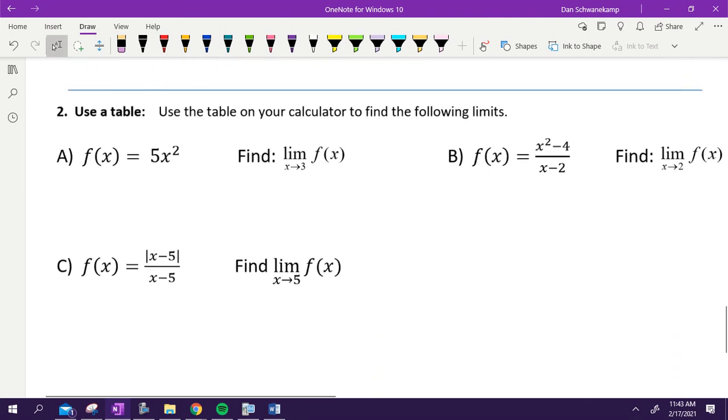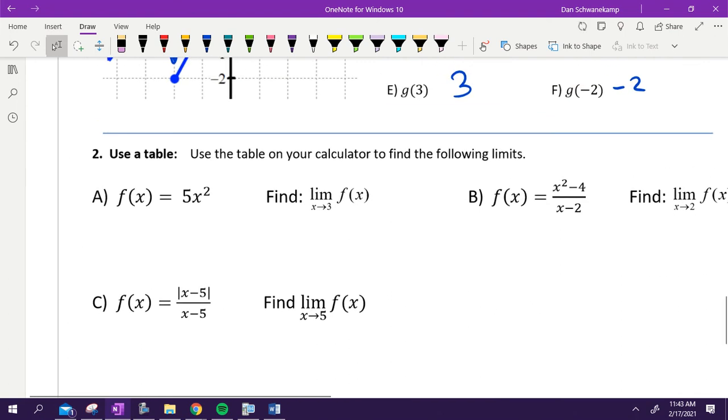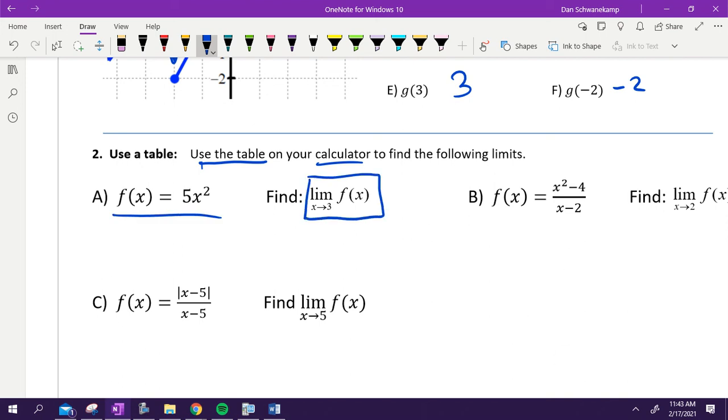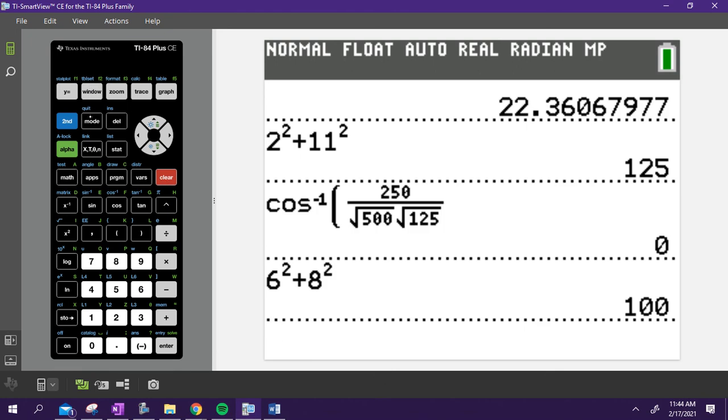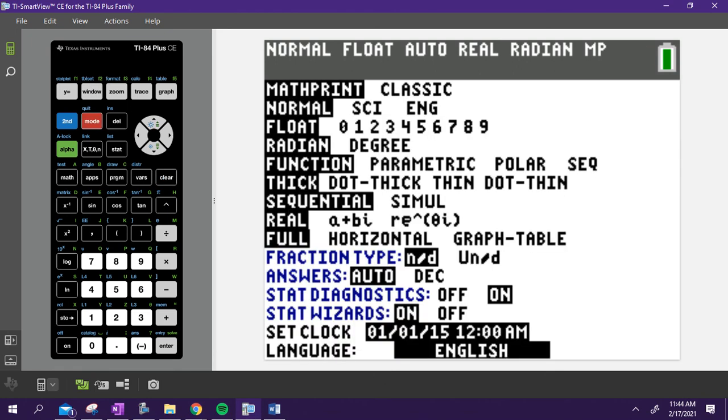All right, so far we've done this graphically. Now we're going to do it with a table, okay? And we're going to use our calculator to do this. This is not a skill we use quite as much, but it's really important to get a good visual of what's happening. So we're going to use the table on our calculator to find the following limits. We're going to find 5x squared, and we're going to find the limit as x approaches 3. So break out your calculator. Change your mode because you've been in some weird modes here. Make sure you are in radians and a function instead of whatever craziness we've been in.